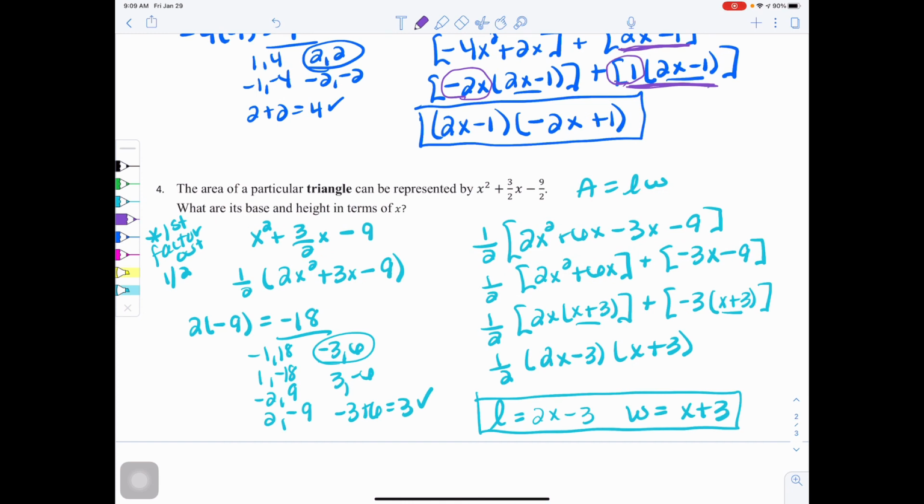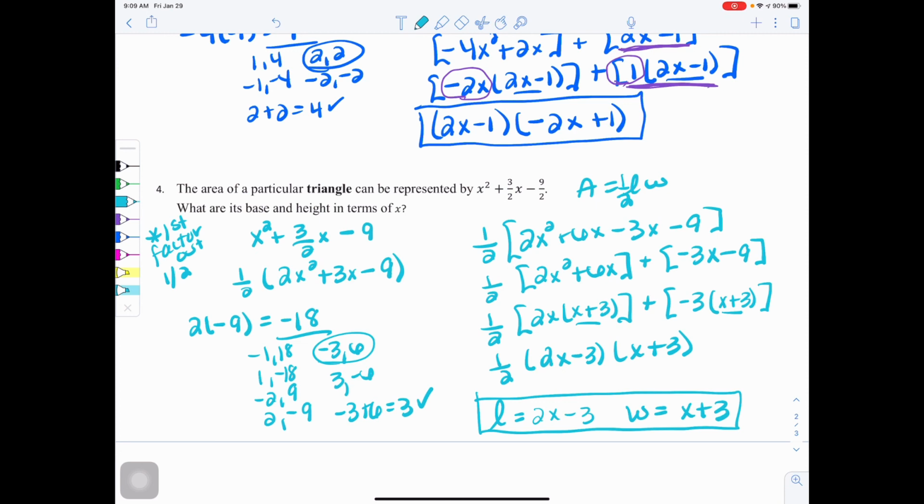Okay, now for number 4. It says the area of a particular triangle can be represented by x squared plus 3 halves x minus 9 halves. What are its base and its height in terms of x? Now, just thinking forward even a little bit, we should know that the area of a triangle is 1/2 base times height. So there really should be a 1/2 out in front.